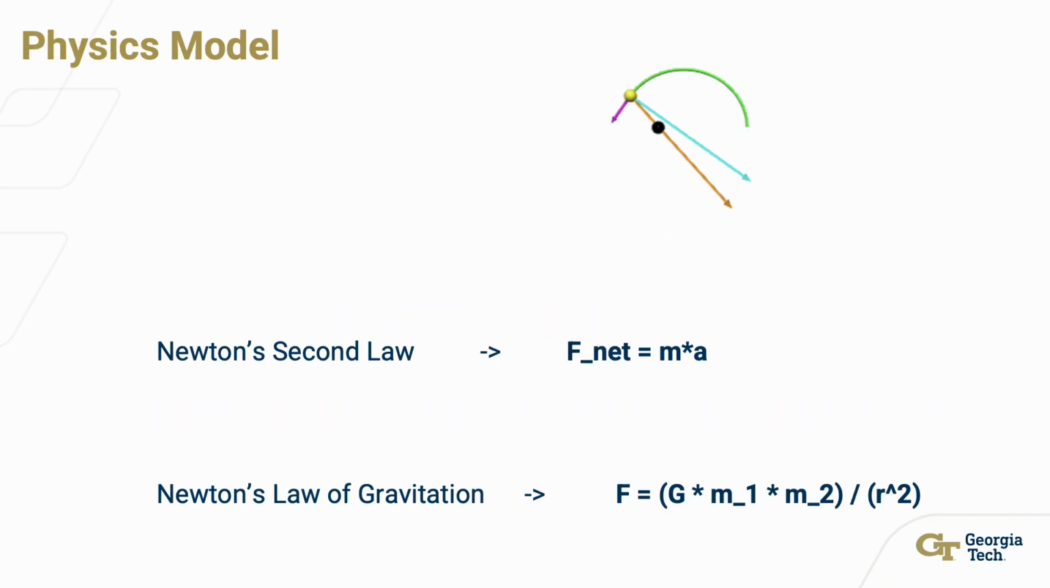The physics model relies on Newton's second law, which is that the net force is equal to mass times acceleration, and Newton's law of gravitation, which is F = G m1 m2 / r^2, which in our case would be the mass of the planet as well as the thing orbiting the planet.